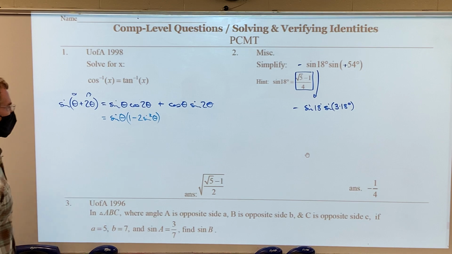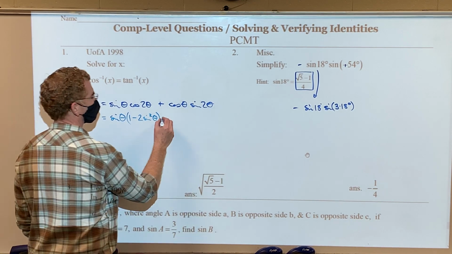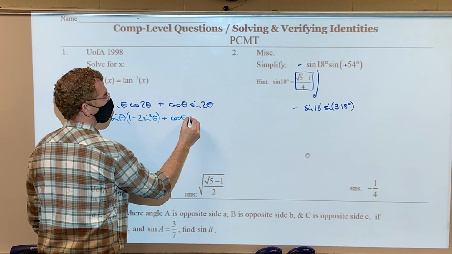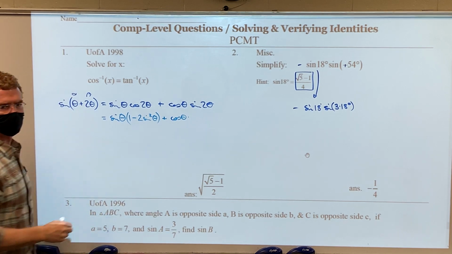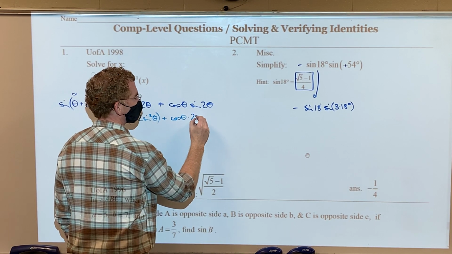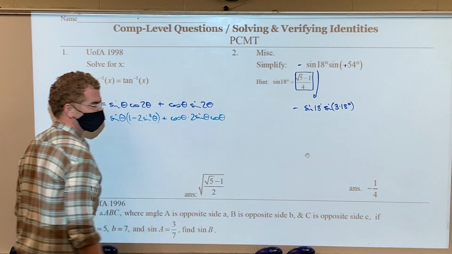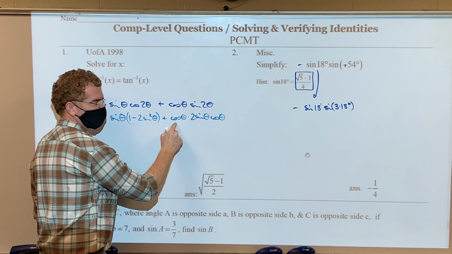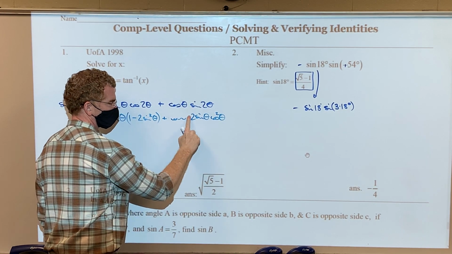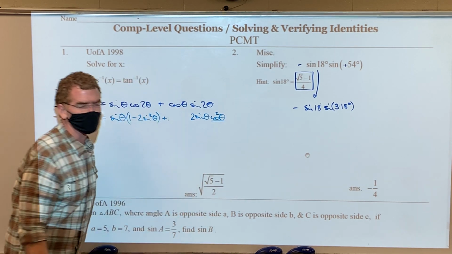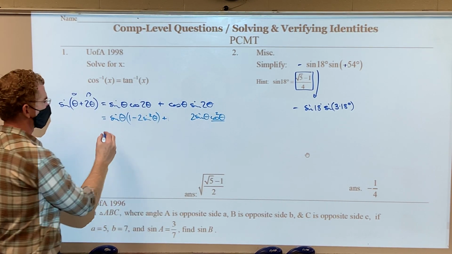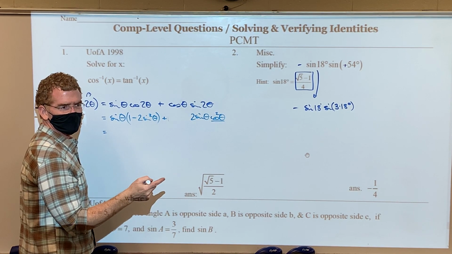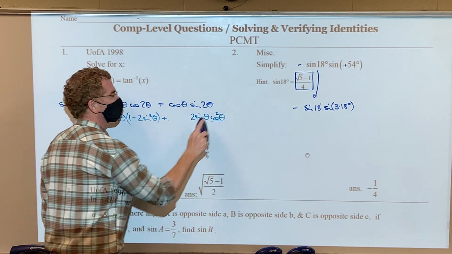Are y'all with me? Now, let me ask you this. Do you have a way to get rid of the 2 theta here? What's sine of 2 theta? 2 sine theta cosine theta? Right? Which now gives me what with these cosines? Cosine squared? Oh my gosh, is there a way to change a cosine squared into a sine? What's cosine squared the same as? 1 minus sine squared?